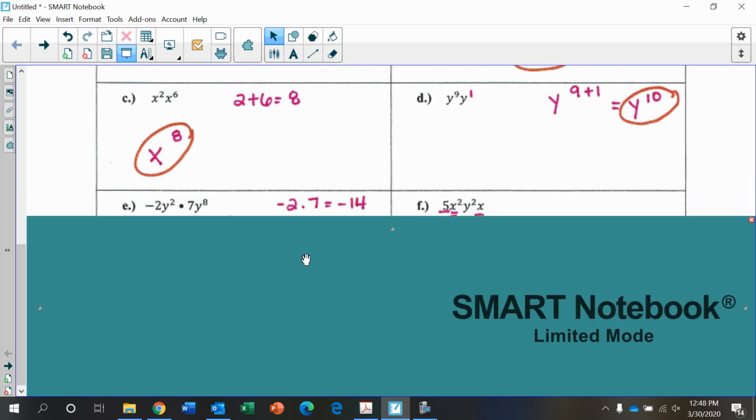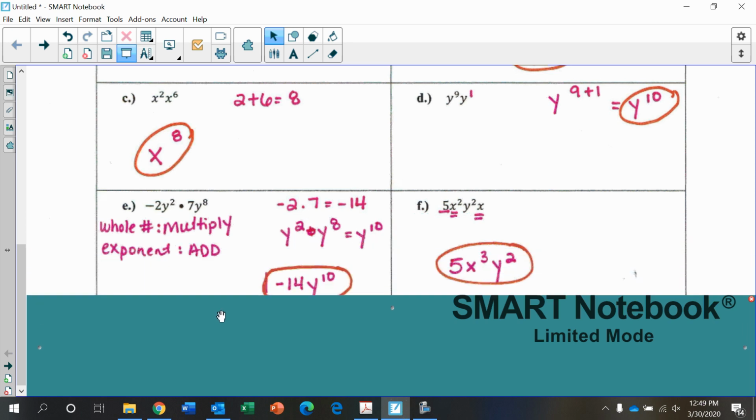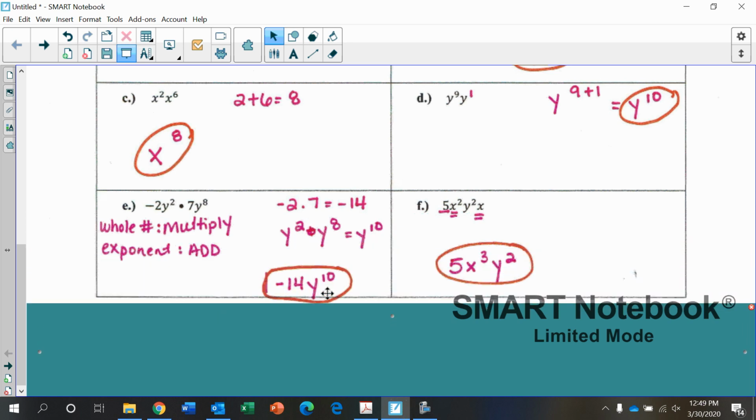For this one, we have numbers and variables now. Our whole numbers, which are -2 and 7, you're just going to multiply them. So -2 times 7 gives you -14. Then you look at your y's. Again, we have multiplication, and multiplication is adding our exponents. So we have y and y, 2 plus 8 gives us 10. So our final answer is going to be -14 y to the 10th.